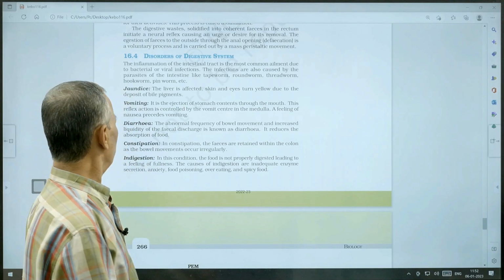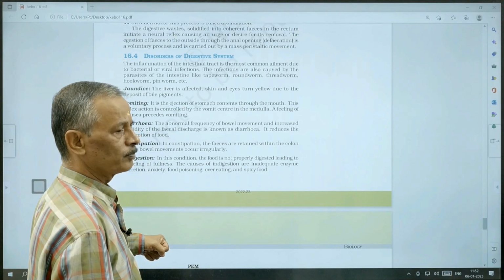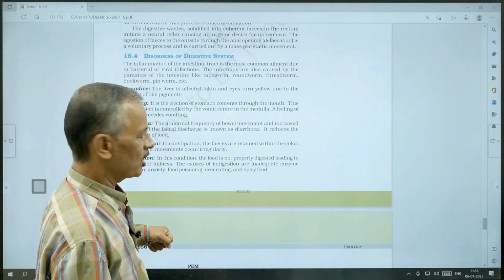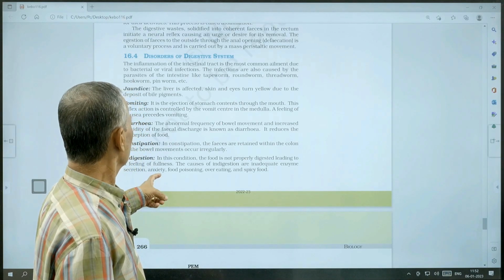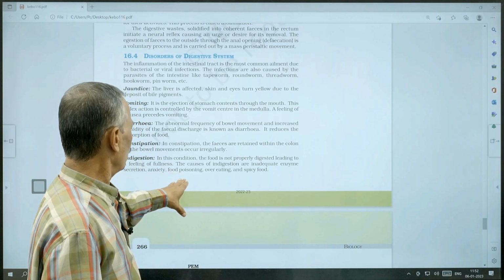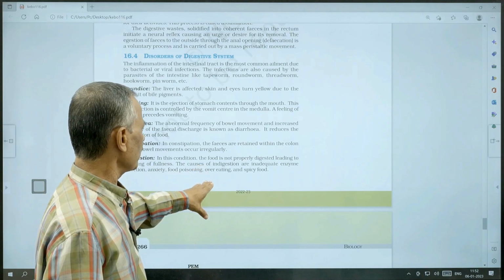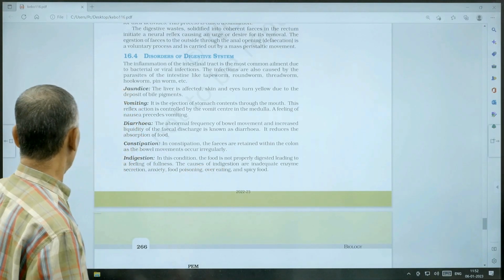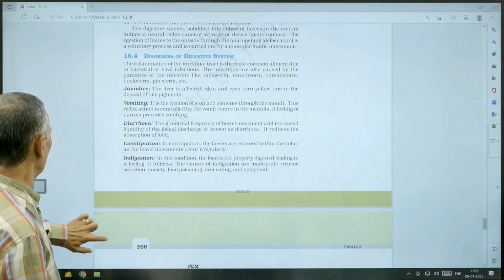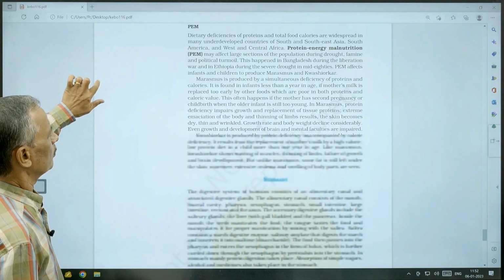Sometimes it may be because of anxiety. When you are nervous or anxious in nature, there is no proper digestion. Food poisoning, overeating, or spicy food can also cause it. When you eat spicy food, digestion will not be proper.